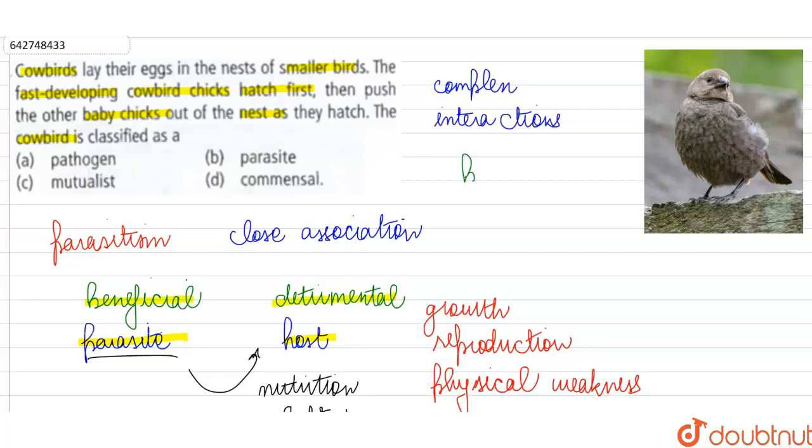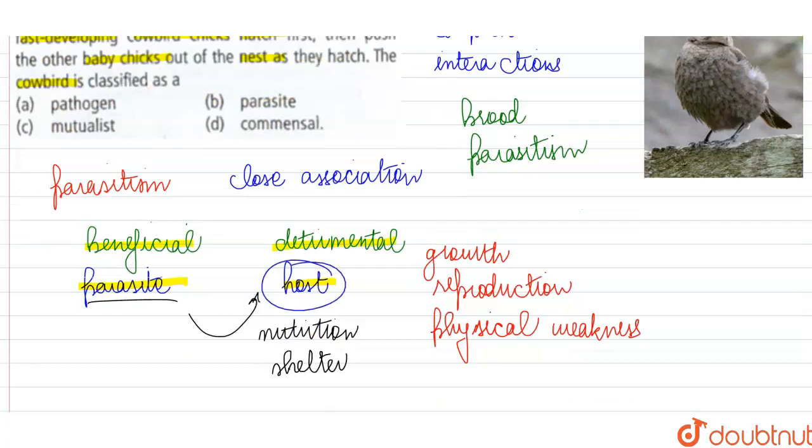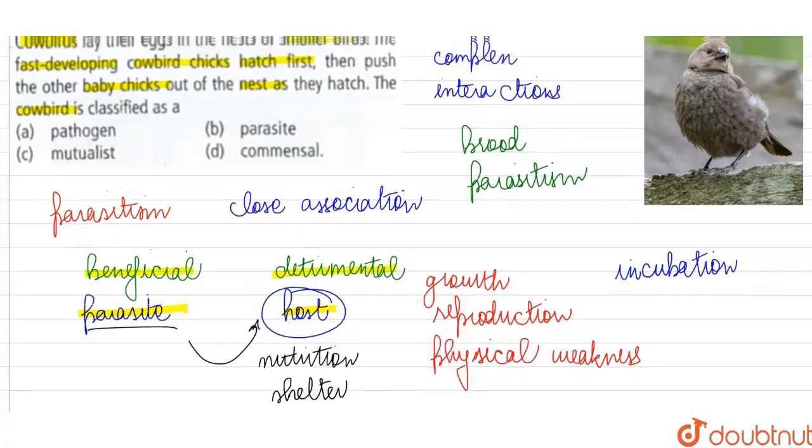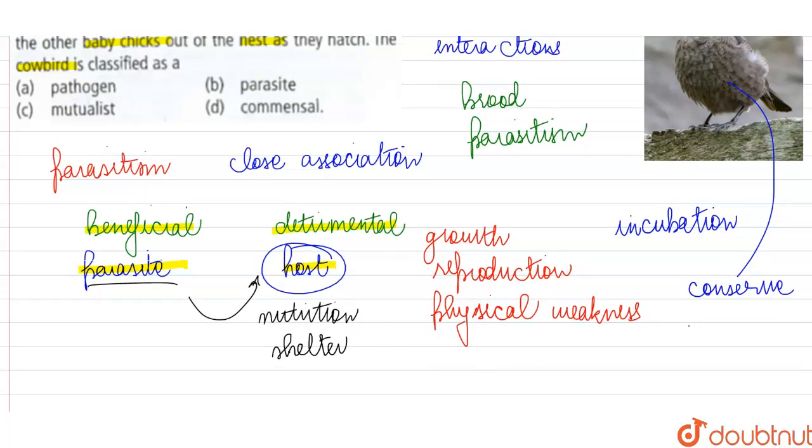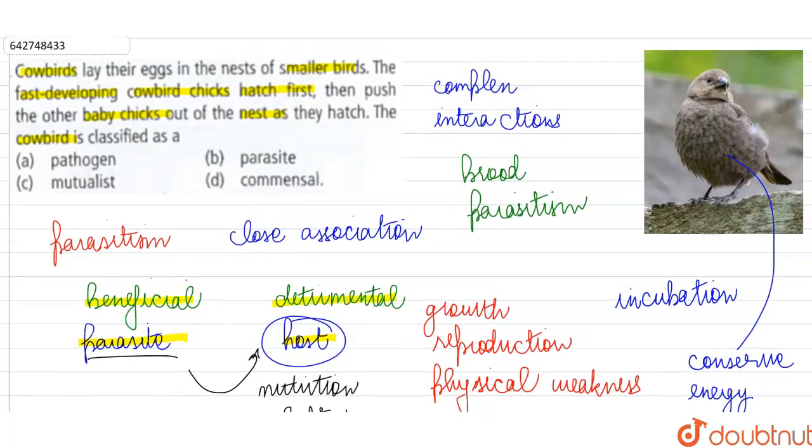But this is an example of a unique type of parasitism known as brood parasitism, because over here the parasite is not living on or inside the body of the host. Instead, the parasite bird is laying its eggs in the nest of the host bird, and the host bird is going to incubate these eggs. Now, how is the parasite benefiting? The parasite bird, the cowbird, doesn't have to make its own nest. So it conserves all the energy that it would have otherwise used to make its nest and incubate its eggs, and it can use it for other activities such as foraging.